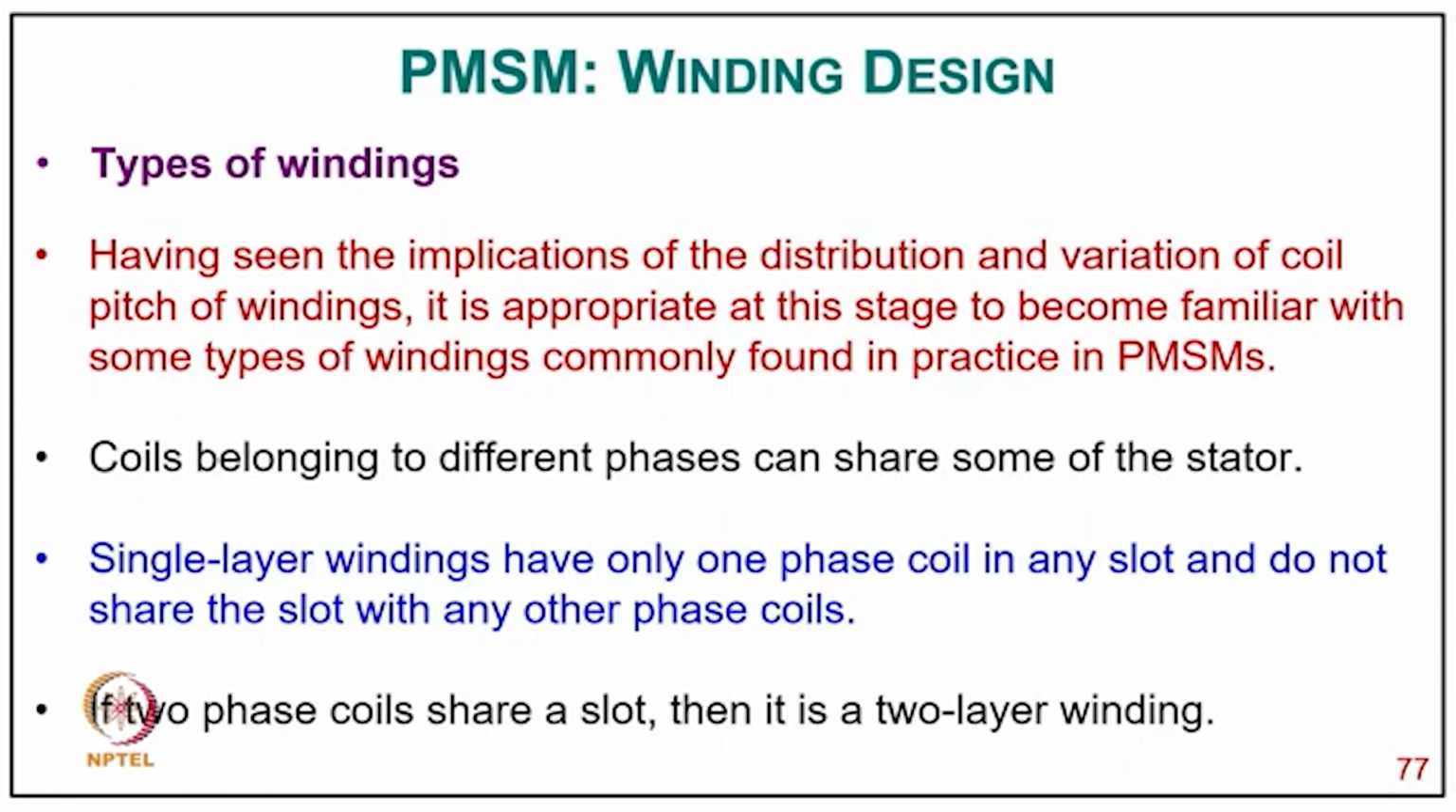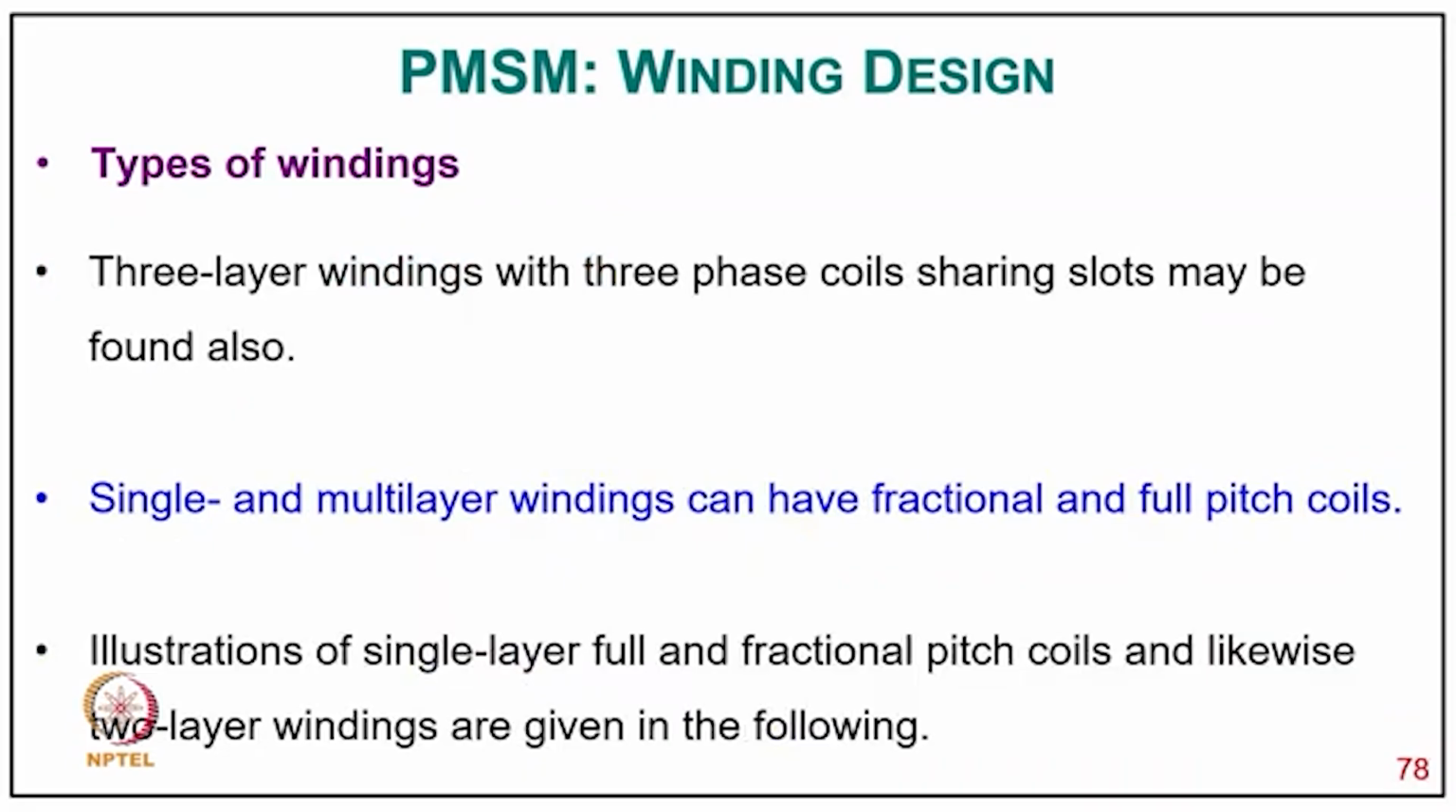Having seen the implications of distribution and variation of coil pitch of winding, it is appropriate at this stage to become familiar with some types of winding commonly found in practice in PMSM. Coils belonging to different phases can share some of the stator slots. Single layer windings have only one phase coil in any slot and do not share the slot with any other phase coil. If two phase coils share a slot, then it is a two layer winding, and a three layer winding with three phase coils sharing a slot may also be found. Single or multi layer windings can have fractional and full pitch coils.